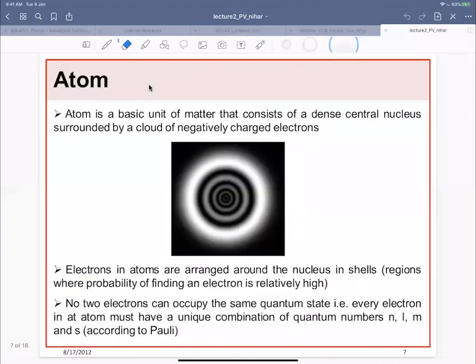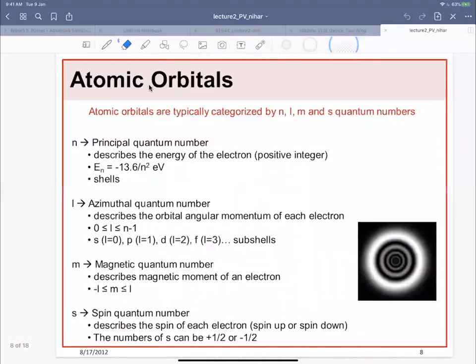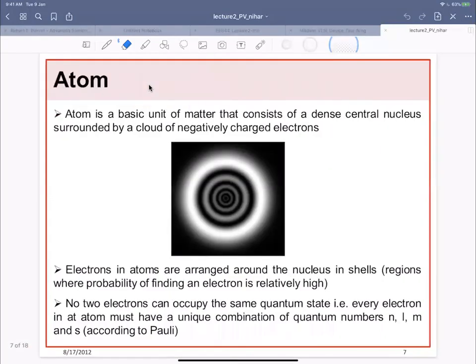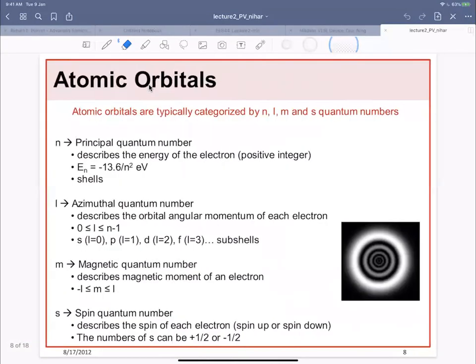Okay, so I'll just take some slides from one of my lectures. So here you see, this is how the atomic orbitals are defined, right? The atomic orbitals are typically categorized by n, l, m, s quantum numbers, right? And these are the different states, right? So basically you have this principal quantum number, where the energy is nothing but minus 13.6 by n square electron volt.